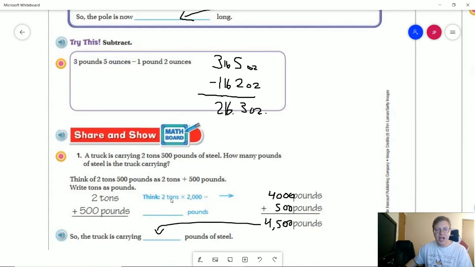For number 1 at the bottom, we're having to multiply. So we would do 2,000 times 2 to get 4,000 pounds. If you can do that in your head without having to write it down and then add our other amount, I will allow you to do that if they don't give you space to work out the problem. So we would be looking at 4,000 plus 500 to get 4,500 pounds.